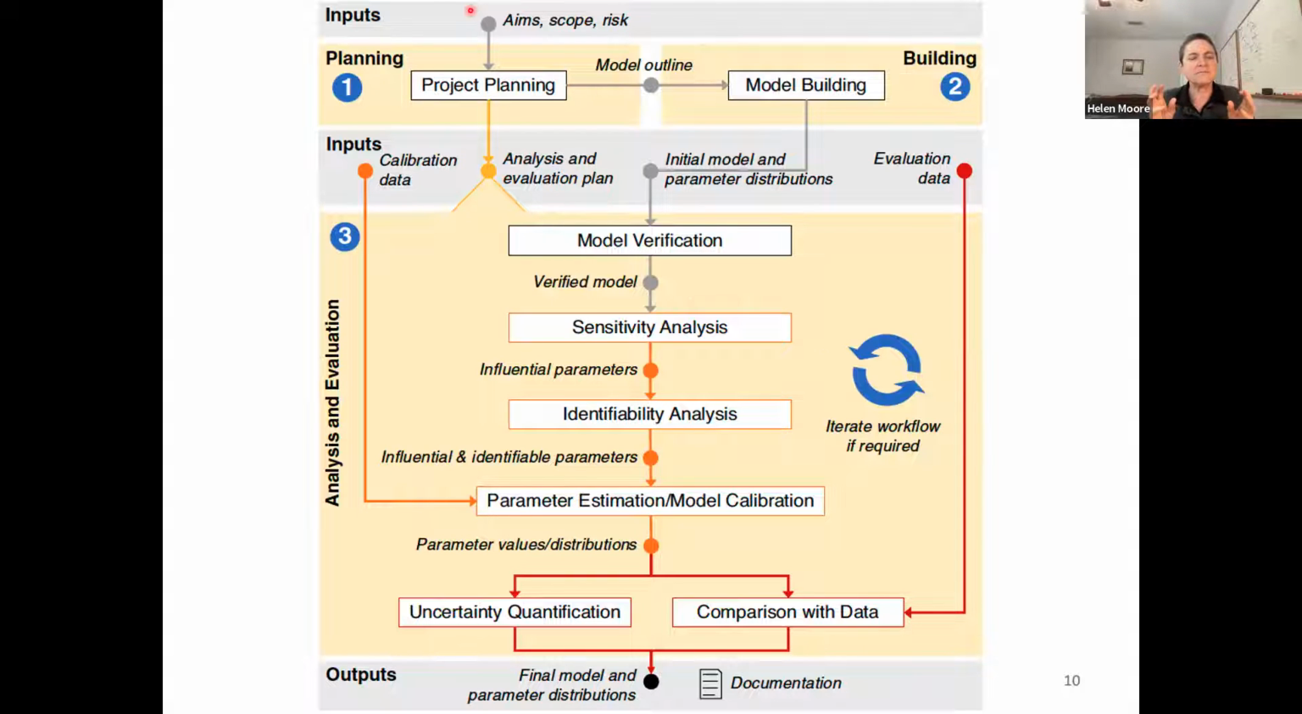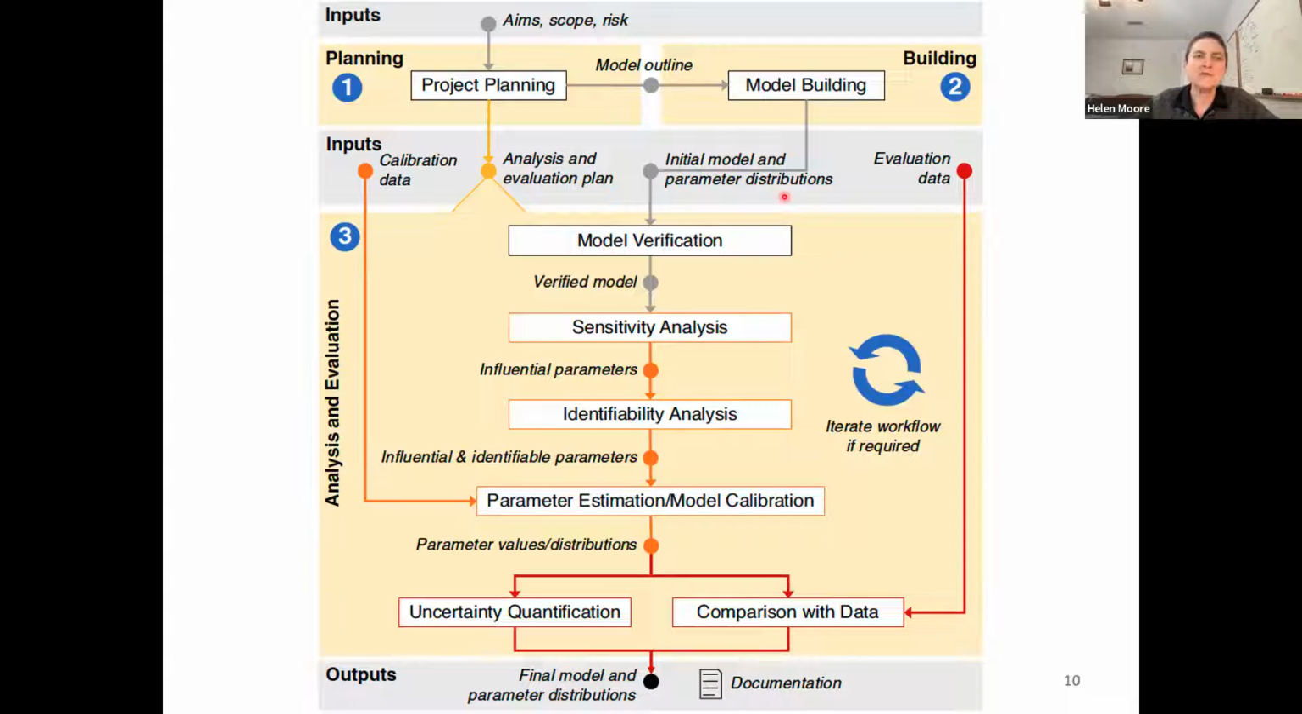So all of that gets decided at the beginning, and then we make a strategy. So the goal would be something like a question we're asking, and then we figure out what are we going to do to actually answer that. So we'll have the scope here, this outline of the model. We will think about how we're going to do our model building. So we're planning that, and we do that work. So here's the project planning, model building, and the planning also includes the analysis and evaluation. That's here in this section. The model building is going to give us the initial model and parameter distributions. So we come up with that somehow.